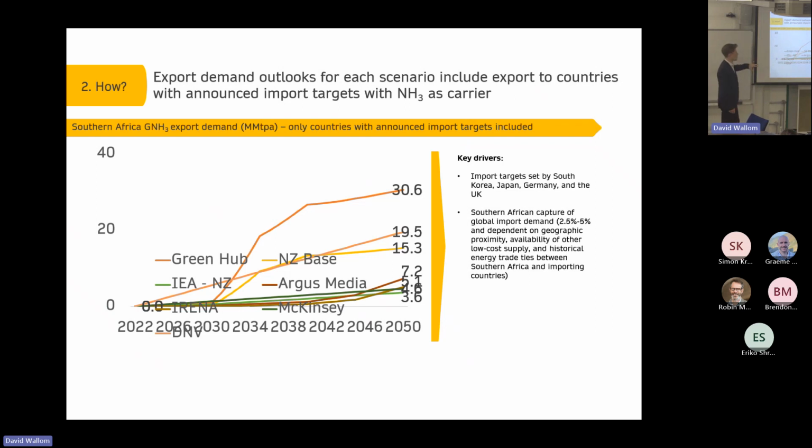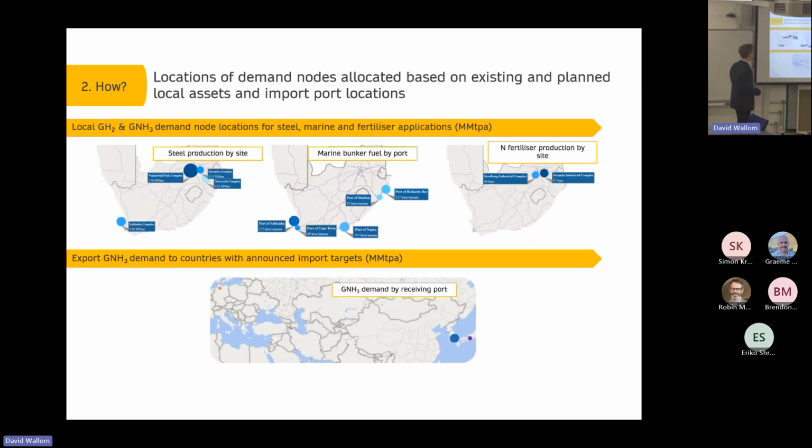Here I was only looking at green ammonia demand from countries which have announced import targets. So those are the UK, Germany, Korea, and Japan. That might have changed by now. And I assume that South Africa and Namibia captured a certain percent. So for the UK and Germany, I said 5%, and for South Korea and Japan, I said 2.5%. A bunch of reasoning behind that, which I won't get into now, but we can get into in the questions.